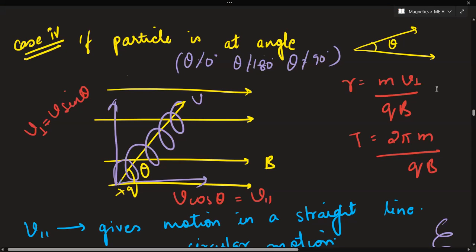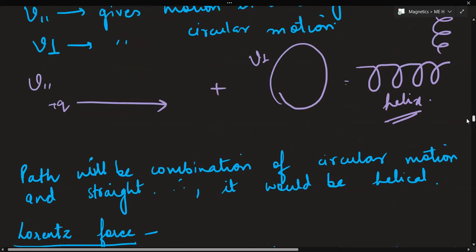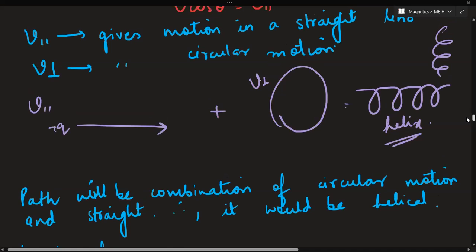This was the fourth case. If the fourth case comes, you just have to write about v perpendicular and v parallel, and you just have to write this much: the path will be a combination of circular motion and straight line motion, that it would be helical. This much is enough to write.